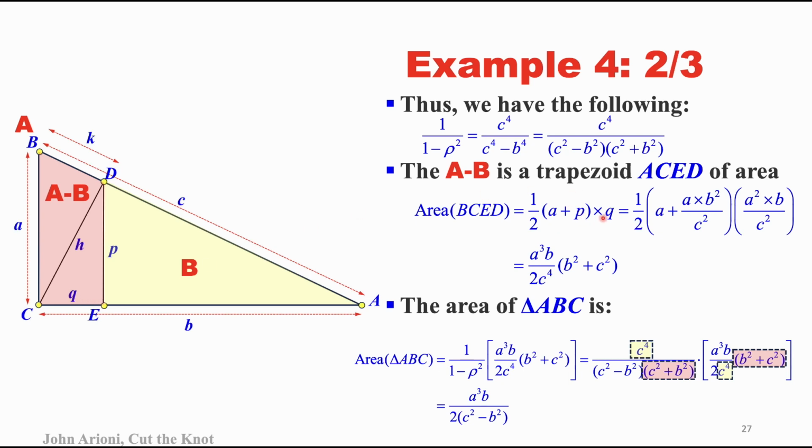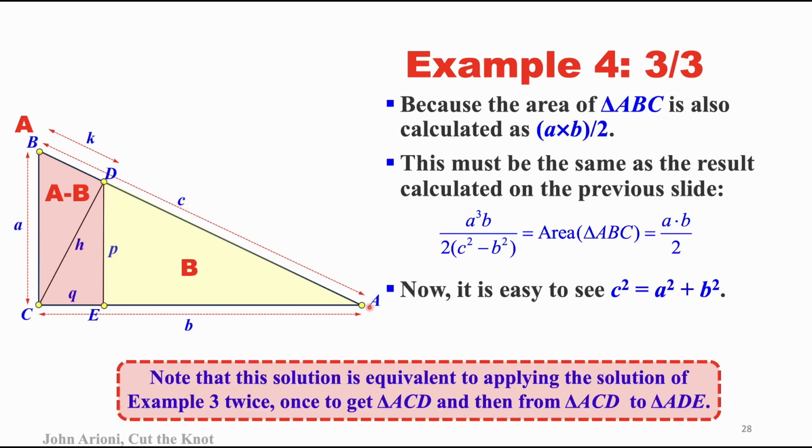So plug in the value of P and Q, we have this. Some simplification yields this. According to our method, area ABC is 1 over 1 minus rho squared multiplied by the area of A minus B. After some simplification, we get this. Because the area of ABC is also A times B divided by 2, this is the obvious method result. And this is our method.